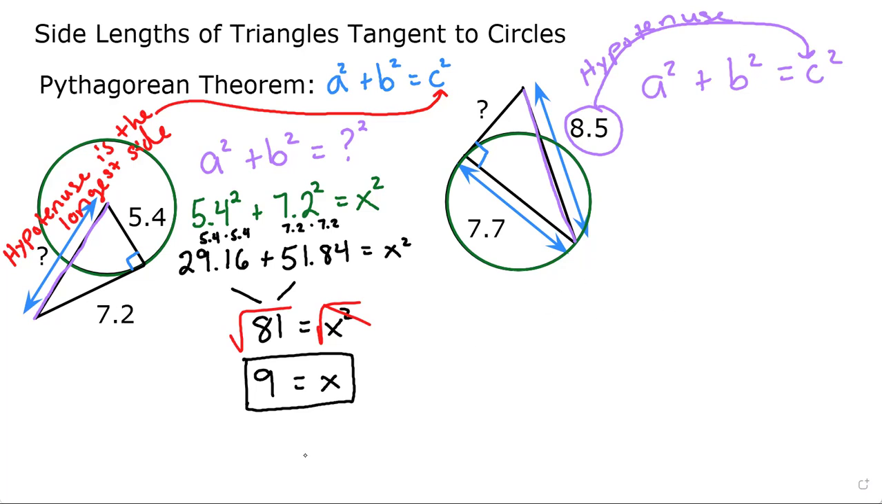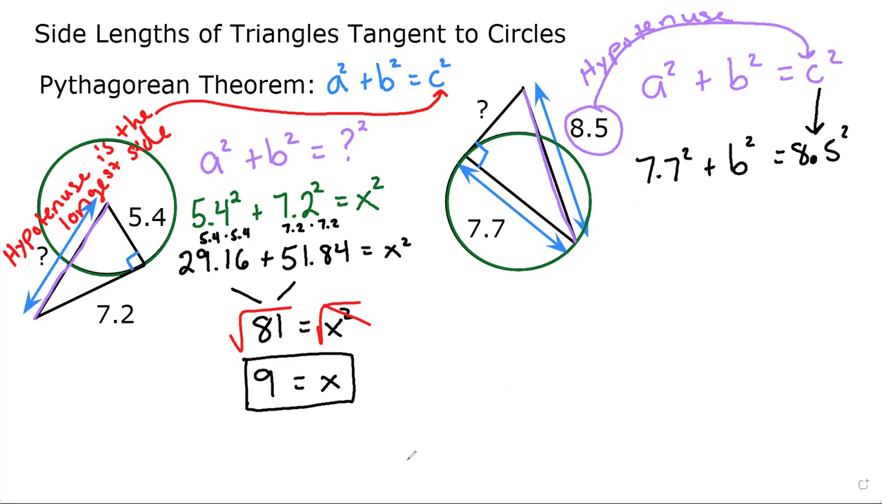Okay, so now we've got, do I want the 7.7 as A or B? Does it matter? No. So I'm going to put 7.7 as A. 7.7 squared plus b squared equals 8.5 squared. So C becomes 8.5. Be very careful about that because this is where most students mess up. This is why this one is a whole separate quiz if you're taking the class.